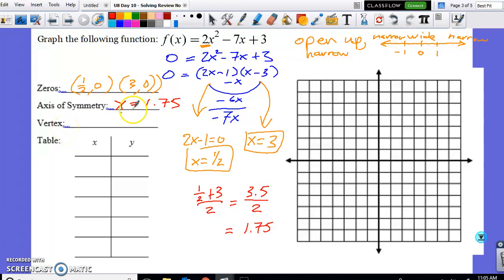Excellent. Okay, now what I want to do is find the vertex. The vertex is going to be on the axis of symmetry, so I know that the x value of the vertex has to be 1.75. To find the y value, I must plug it into the factored form of the equation. So y equals 2 times x, which is 1.75, minus 1, and the other factor, 1.75, minus 3. So 1.75 times 2 is 3.5 minus 1, that's 2.5. And then 1.75 minus 3 is -1.25.